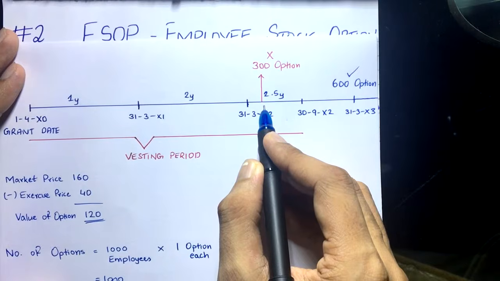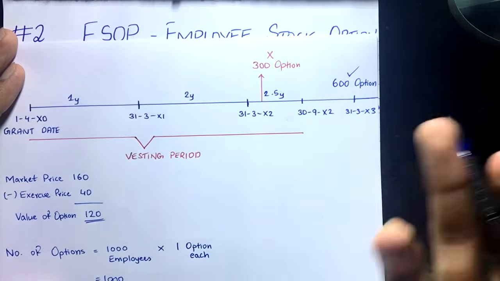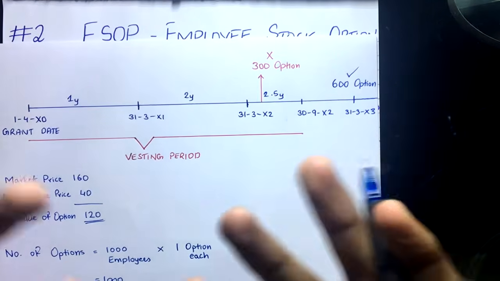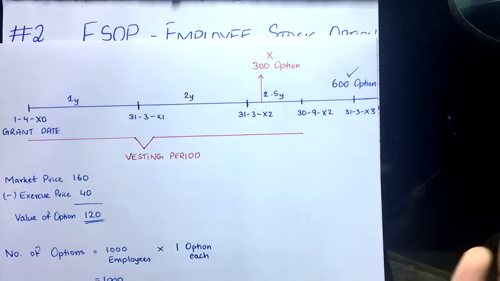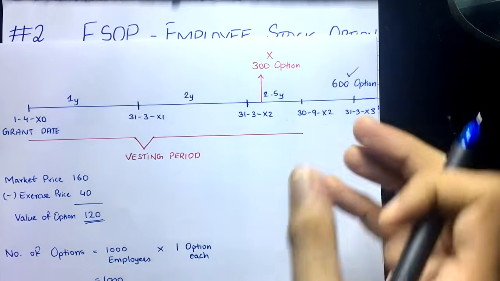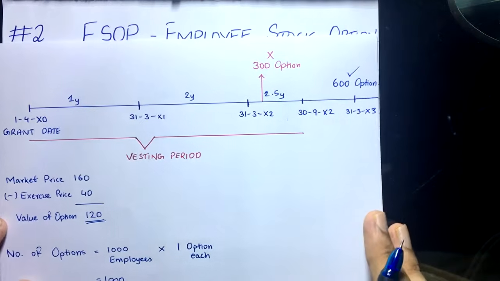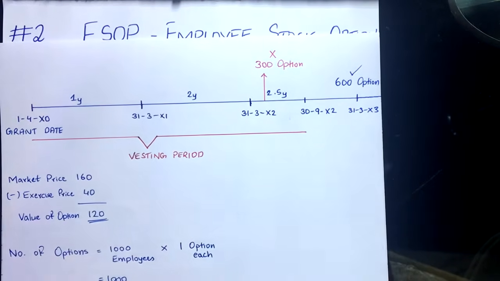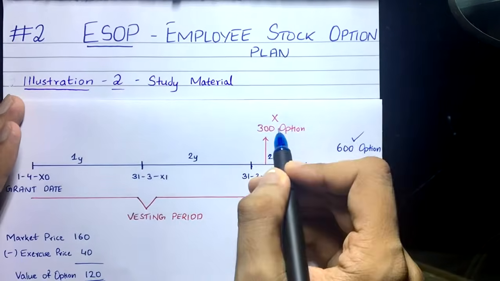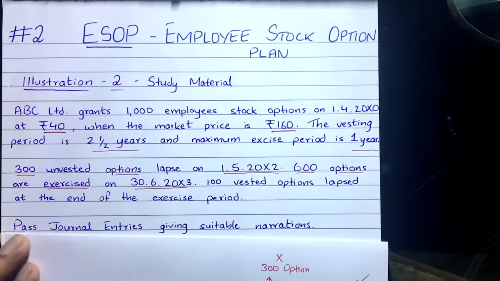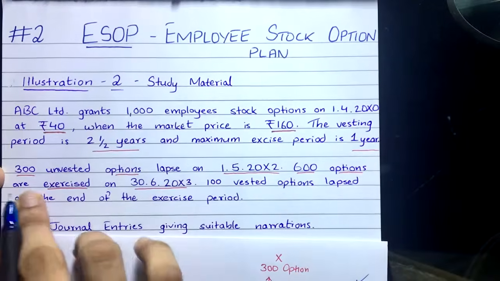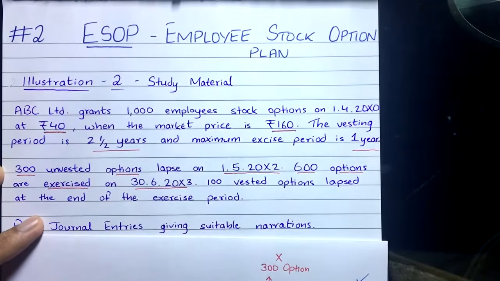Why did the options lapse? Because maybe the employee has left the company. If he has left the company, then ESOPs are of no use, because ESOPs are of use only when they are eligible, and they will become eligible only if you satisfy the vesting condition, you know that, right? So 300 options have lapsed, and then what happens? And then 600 options are exercised on 30-6-20X3.